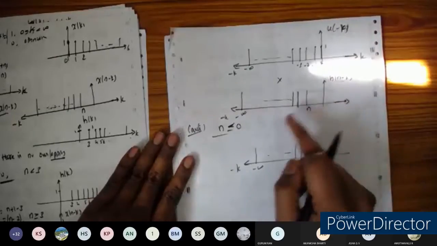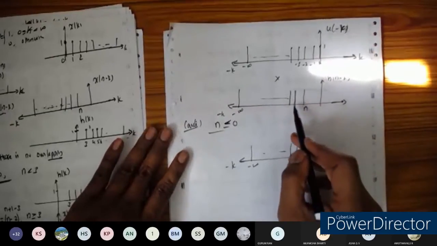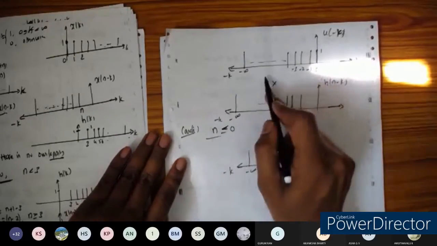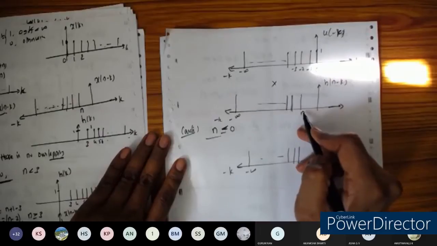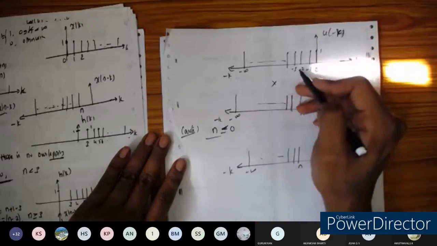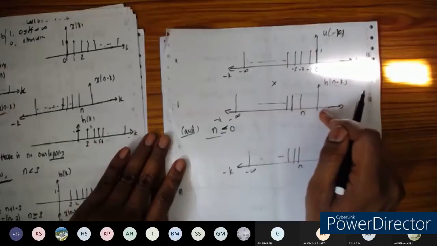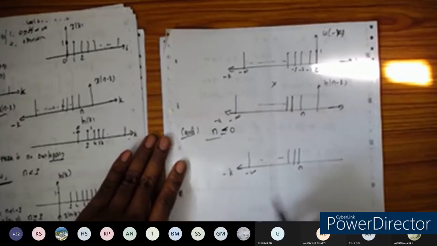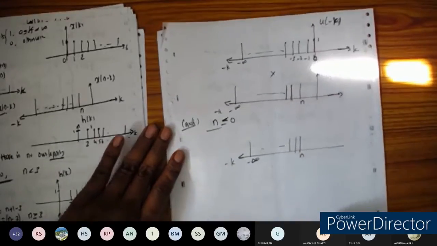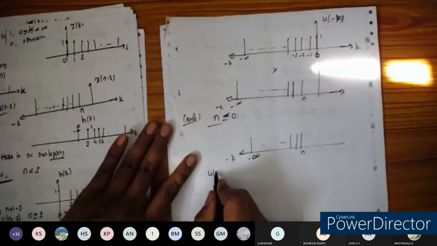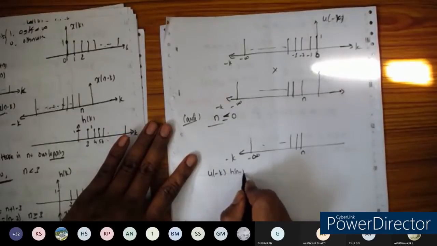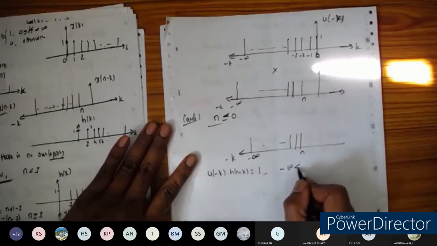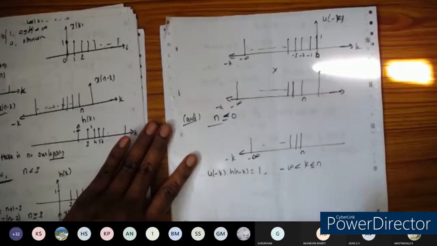You're getting the concept now? So n is taking a value less than or equal to 0. Assume it is less than 0. From n onward to 0 there is no waveform, so the overlapping takes place from minus infinity up to n. So the product of u of minus k and h of n minus k is equal to 1, because both have amplitude 1, for minus infinity less than k less than or equal to n.